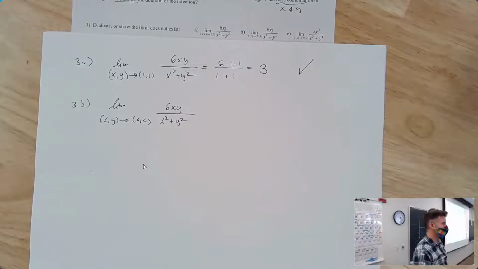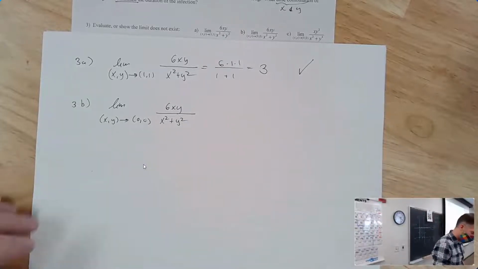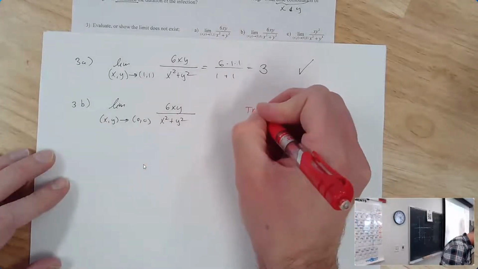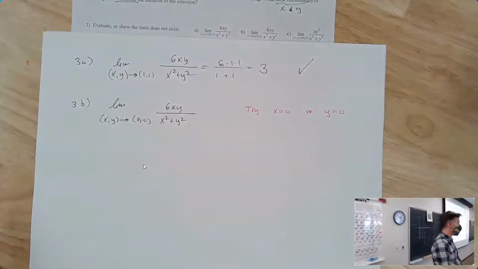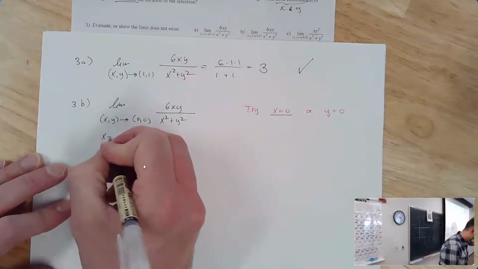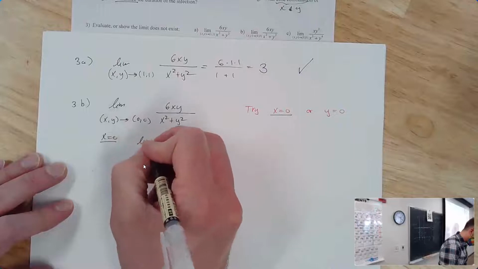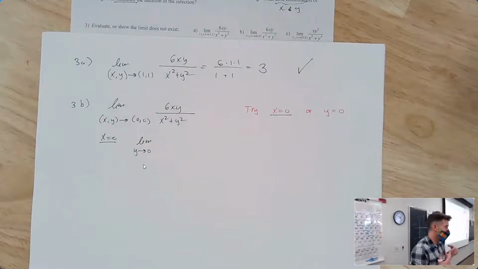Here is probably my best piece of advice for working on these limits that go through the origin. Try the path either x equal to 0 or y equal to 0. Those are almost always choices that will work, that will give you something, and they're usually very easy. So if I try x equal to 0, then I'm going to have the limit as y goes to 0, because y is still moving closer and closer to 0 along the path x equal to 0.